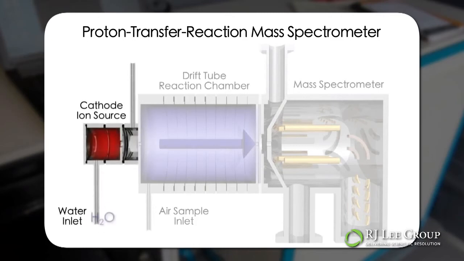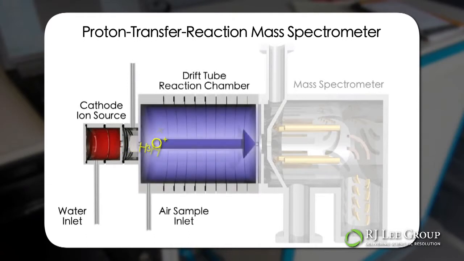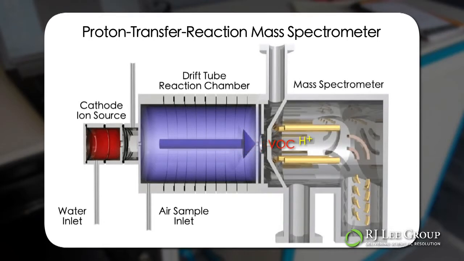In the hollow cathode ion source, water vapor is converted to hydronium, H3O+. In the drift tube reaction chamber, the hydronium interacts with a volatile organic compound taken from the environment. Because the H+ proton has a higher binding affinity to VOCs than to water or ambient air, this proton reaction occurs only in the presence of a volatile organic compound and not with components present in clean air. The protonated molecules then go through the mass spectrometer, which separates and identifies the ions according to their mass, allowing the user to know what VOCs are present in the sample.